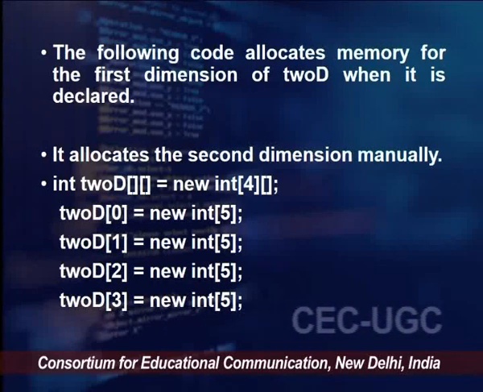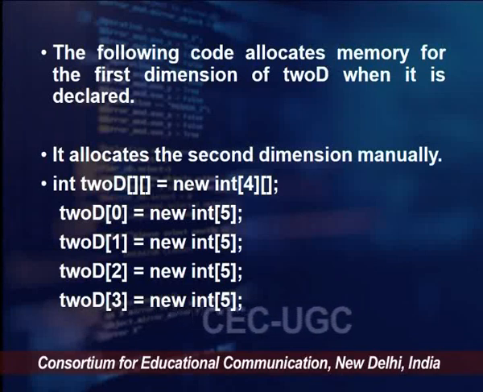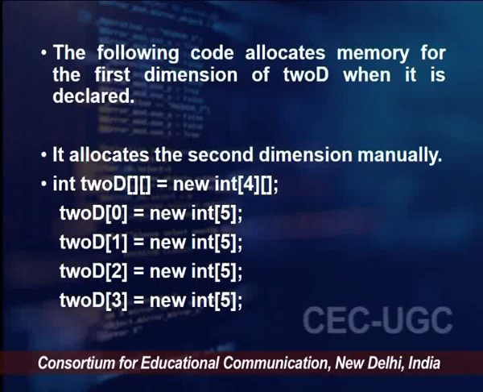The earlier way in which we were saying integer 2d and specifying the number of rows as well as the number of columns together was also a fine way. Why are we going into this situation where we are allocating the second dimension manually? So here comes the concept of irregular arrays.